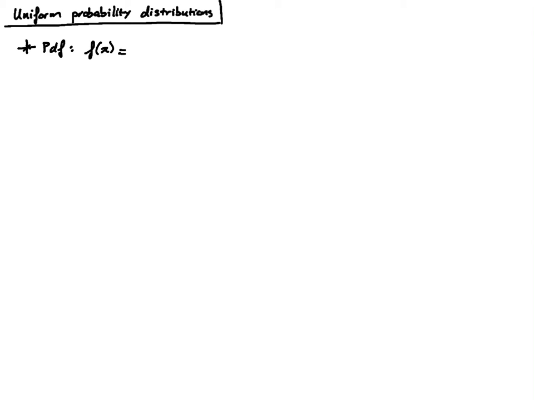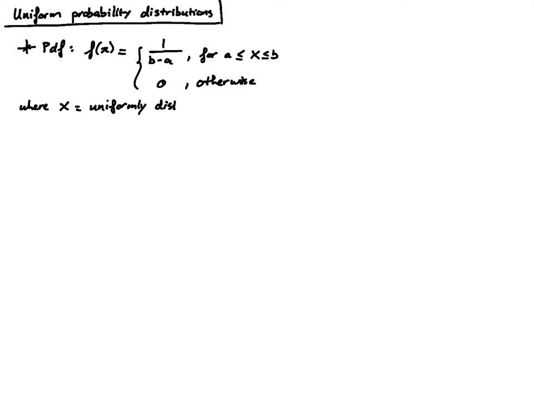So f(x) is equal to 1 over b minus a for x between a and b, and then 0 otherwise, where x is a uniformly distributed variable, or in other words is a variable with a uniform distribution, and a and b are two constants.